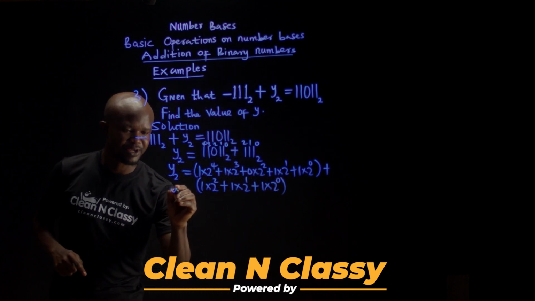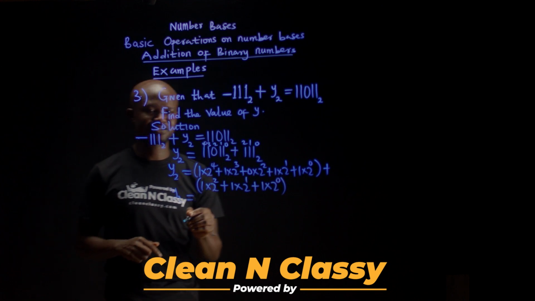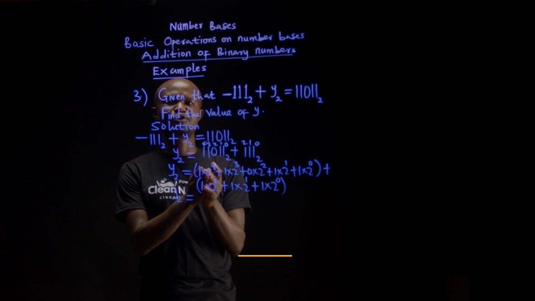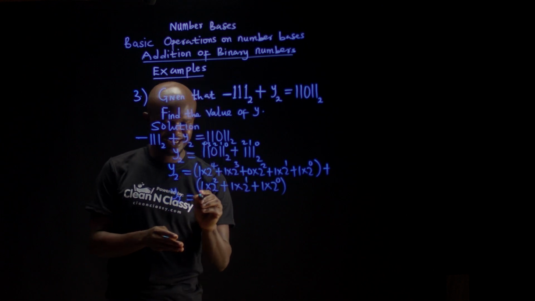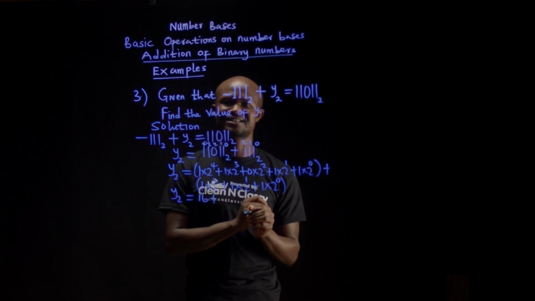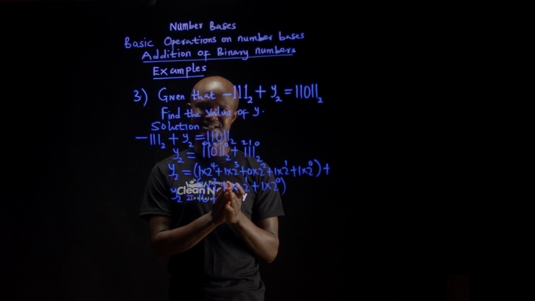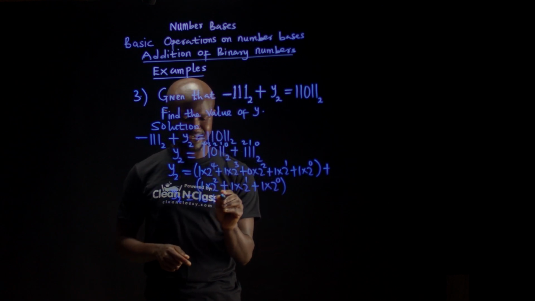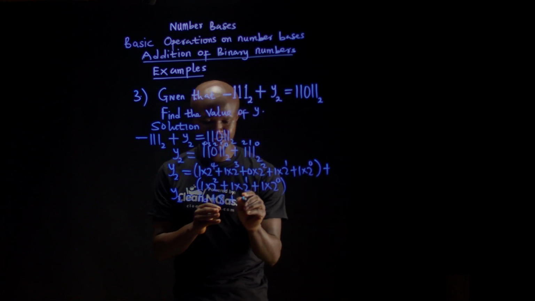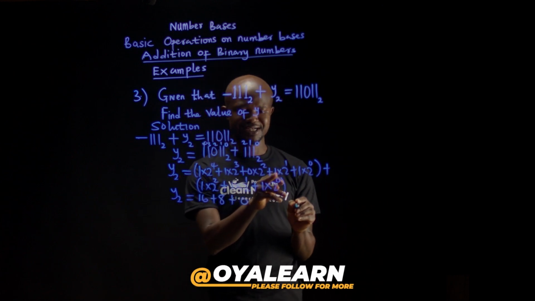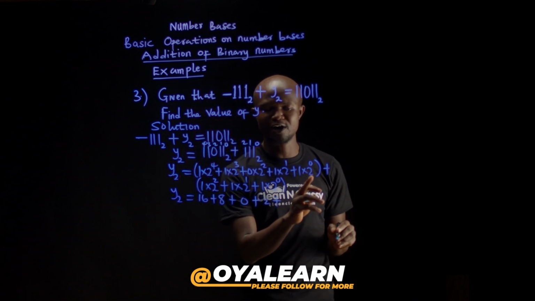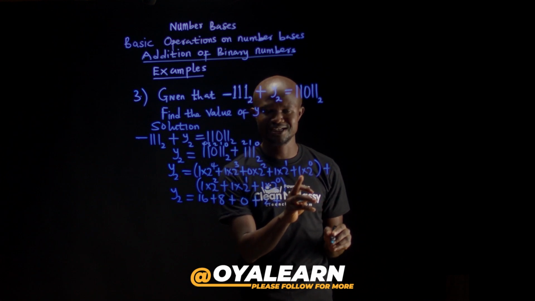Now, it means y base 2 is the same thing as 1 times 2 raised to the power 4. What is 2 raised to the power 4? 16. 16 times 1, that's 16. Plus 1 times 2 raised to the power 3. 2 raised to the power 3 is 8. 8 times 1 is 8. Plus, any term with 0 is 0. So this is 0. Then 1 times 2 is 2. Then 2 raised to the power of 0 is 1. 1 times 1 is 1.